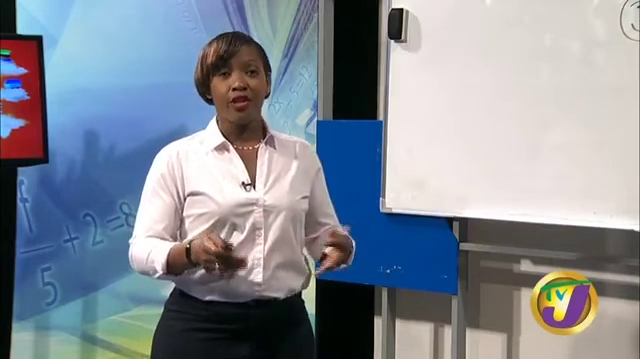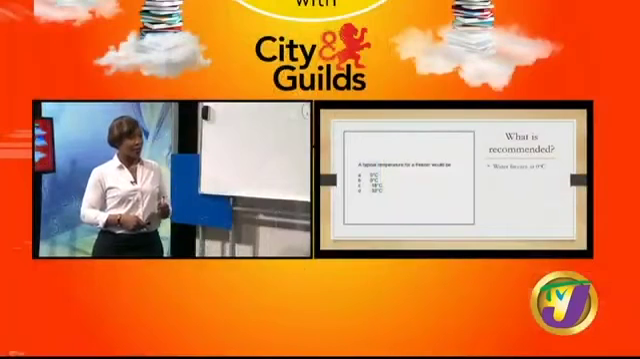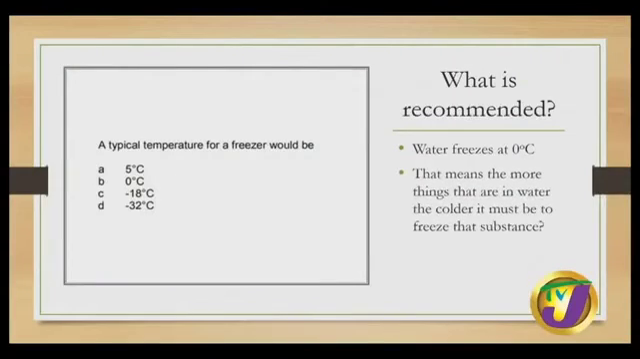I don't think so. So obviously you're going to have other stuff that will be found in water, or water will be found in it. So in order for those things to freeze in your freezer, you clearly have to have a lower temperature than what water freezes at. So let us look. Water freezes at 0. That means the more things you have in the water, you will need a colder temperature to freeze it. So your juice and your meat, they're going to need a lower temperature than 0. So the typical temperature for a freezer would be negative 18 degrees Celsius.